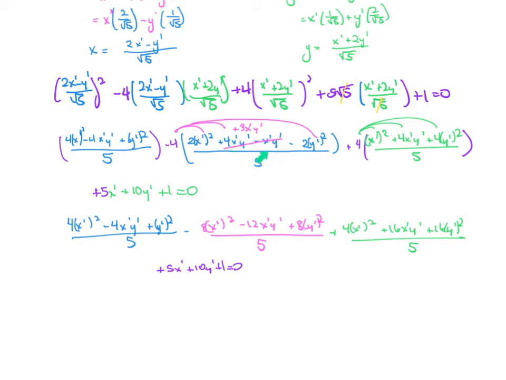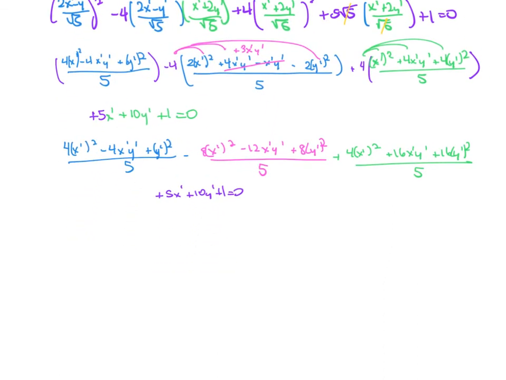Then you distribute the 4 for both of these here, and so it simplifies a little bit further. It's helpful to combine like terms with these two. So for this one, it's negative 8x' squared minus 12x'y' plus 8y' squared. And this one changes to 4x' squared plus 16x'y' plus 16y' squared. And now let's combine like terms. So we have 4x' squared, so let's combine our x' squared. So we have 4 plus 4 is 8 minus 8. Well, look at that. The x' squareds cancel.